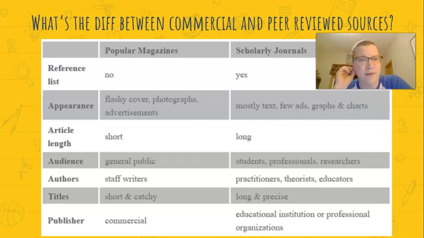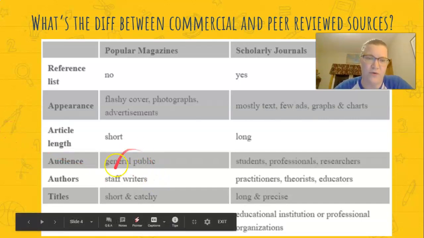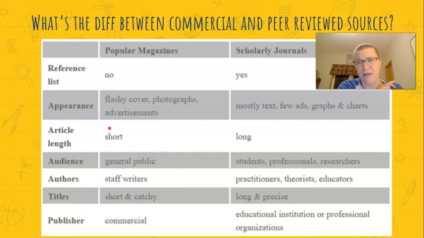The titles are typically the same thing, geared towards a general public with these catchy titles. And then the publisher, meaning the people who actually do the publication or put this out for print, are commercial, meaning they're meant to make money. Okay, so the difference between a popular magazine like Time and a scholarly journal is all of those things.